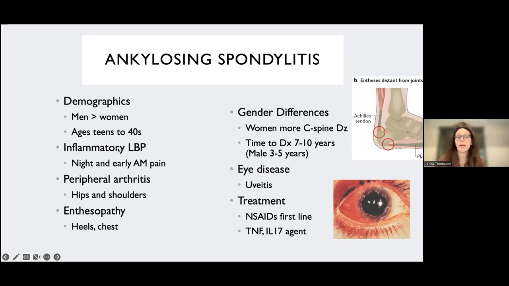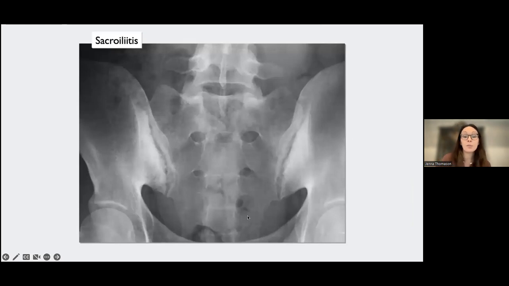They have inflammatory low back pain. So the pain is worse in the night and early in the morning. It often wakes them from sleep. They can have peripheral arthritis. Again, this is one of our enthesopathies. Women that have it, they're more likely to develop C-spine disease. And these patients can also have eye disease. NSAIDs are first line therapy. And then we can also use TNF inhibitors, IL-17 inhibitors like secukinumab or ixekizumab, and then also upadacitinib was just approved for ankylosing spondylitis.